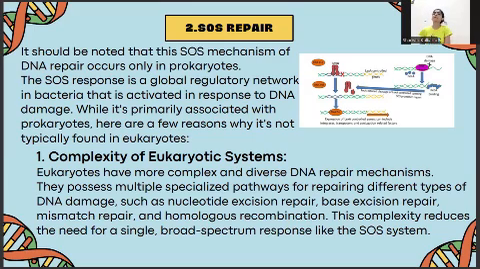First will be the complexity of eukaryotic systems. As we all know, there is a diverse array of differences between a prokaryotic cell and a eukaryotic cell. Eukaryotes have more complex and diverse DNA repair mechanisms, so they don't need the usual type of SOS repair mechanism in their cell machinery. They possess multiple specialized pathways, or we can also say biochemical pathways, which are induced in their cells for repairing different types of DNA damage, such as nucleotide excision repair, base excision repair, mismatch repair, and homologous recombination. This complexity reduces the need for a single broad spectrum response like the SOS system.